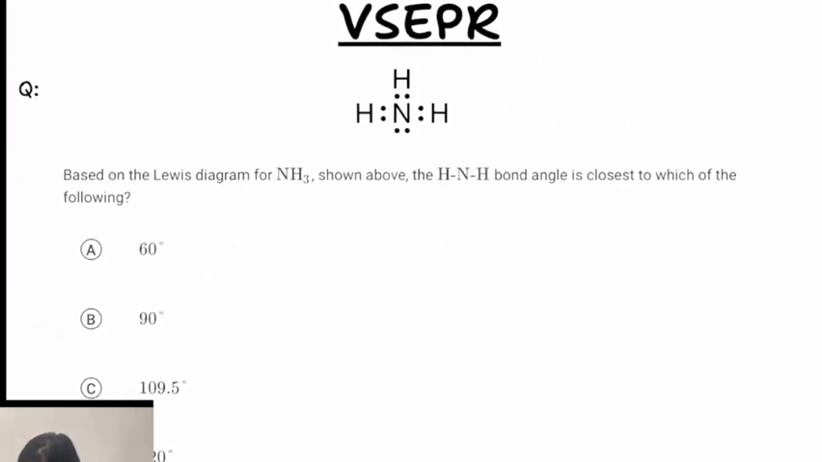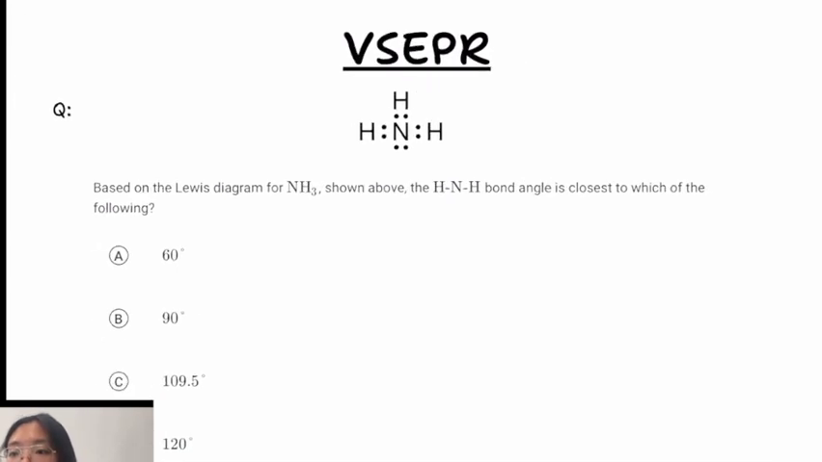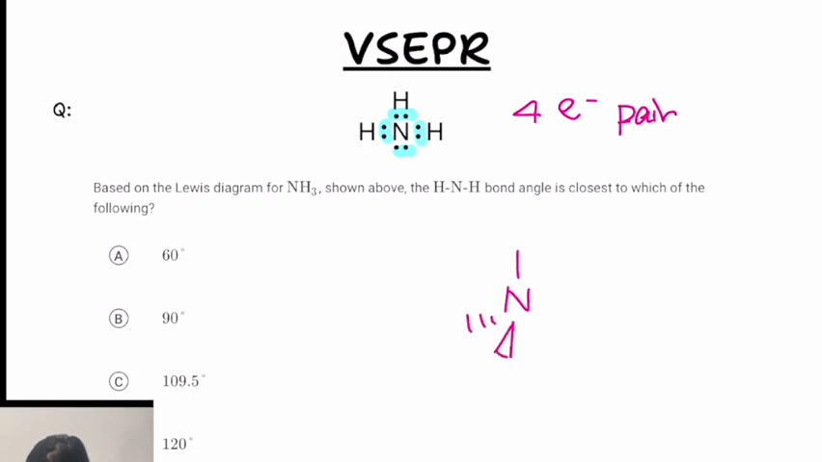Okay, next, based on the Lewis diagram for NH3 shown above, the H-N-H bond angle is closest to which of the following? So NH3. N, nitrogen, is the central atom, and it has 1, 2, 3, 4 electron pairs, including the lone pair. So its electron domain geometry will be tetrahedral, nitrogen up, and then the tripod. Hydrogen, hydrogen, hydrogen, lone pair electrons. And the bond angle of tetrahedral is 109.5 degrees, so the answer is C.